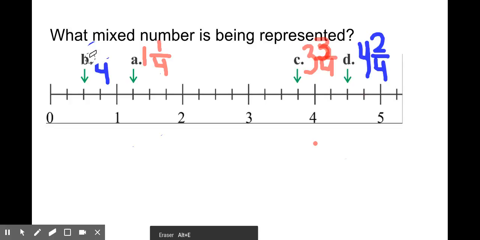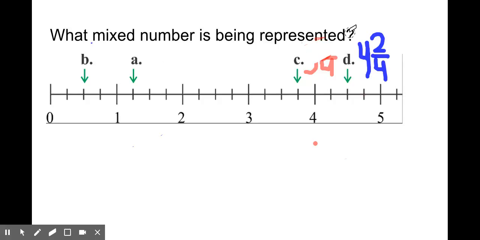All right, so when you're looking at number lines, you have to ask yourself those questions. How many wholes are being represented? How many total spaces make up 1 whole? And how many spaces are represented after the whole?